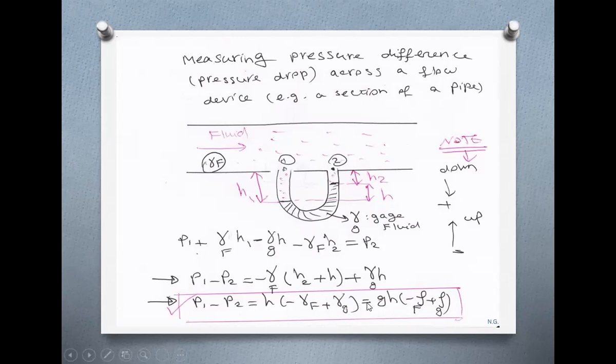So keep that in mind. Whenever you go down, pressure increases because of the weight of the fluid. So pressure here is larger than here. If you go down, and when you go up, pressure decreases because pressure here on top is less than pressure here. As you go deeper and deeper, pressure increases.